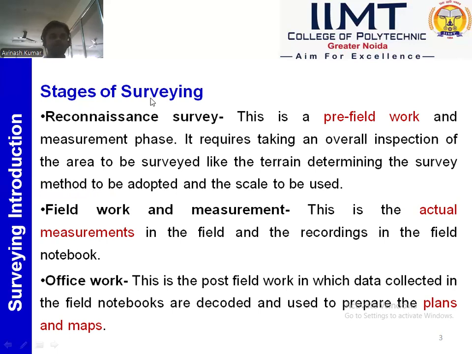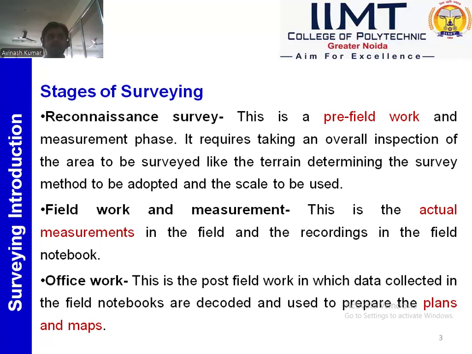Now, stages of surveying. There are three stages of surveying. The first one is reconnaissance survey, the second one is field work and measurement, and the third one is office work. Reconnaissance means collecting the information already available on a site, collecting the maps, and depending upon the area of land, we determine the scale of the surveying process. A scale means by how much extent we have to draw the plan.